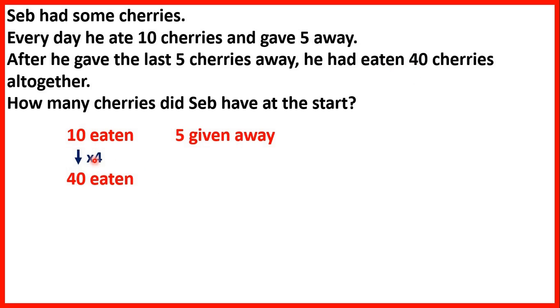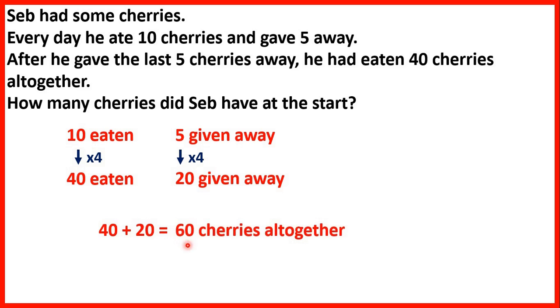Now 10 times 4 is 40, so we can work out how many he gave away by multiplying by the same number, and 5 times 4 is 20. So if he'd eaten 40 cherries by the end, then he'd also given away 20. And we want to know how many he had at the start. So if 40 were eaten and 20 were given away, that means there must have been 60 cherries altogether at the start.